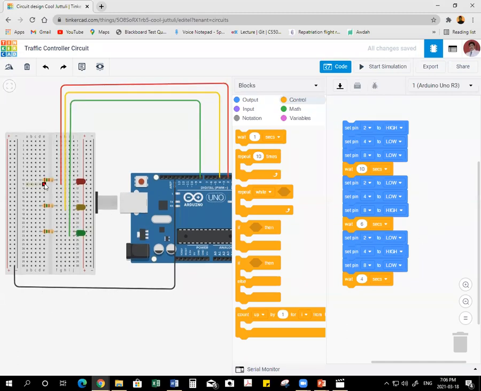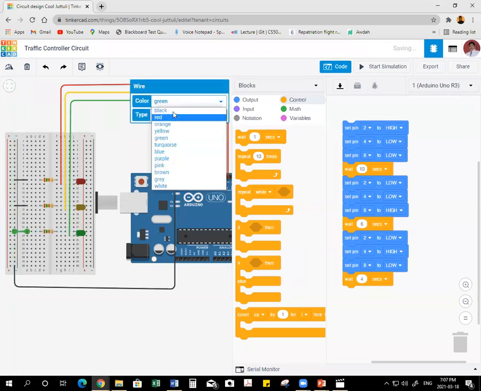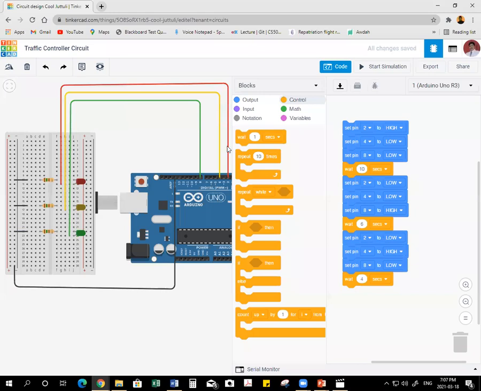Because the negative terminals are not connected. We gave ground to the breadboard, not to the LEDs. Good. With practice only you will know how to connect this. So I'm connecting the first LED to the ground, black. Next, the second LED to the ground, again black. Third LED to the ground, black. So now all connections are finished.